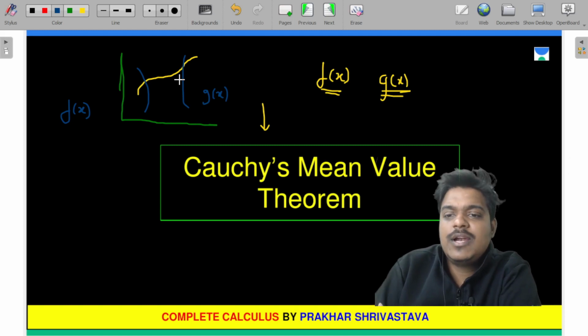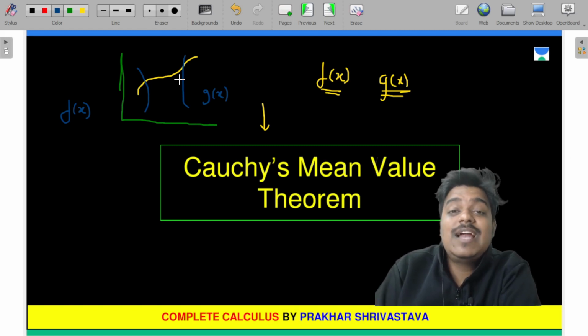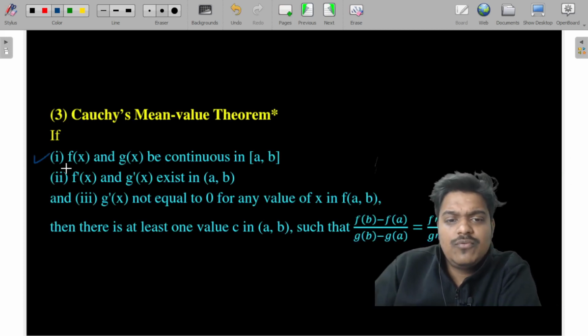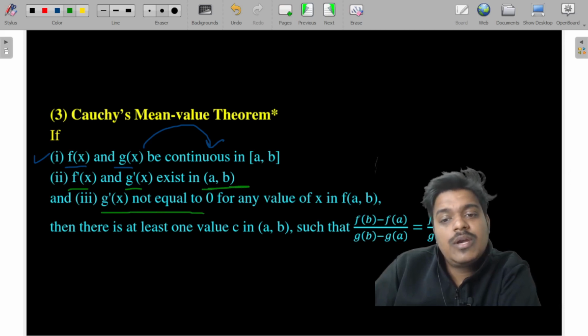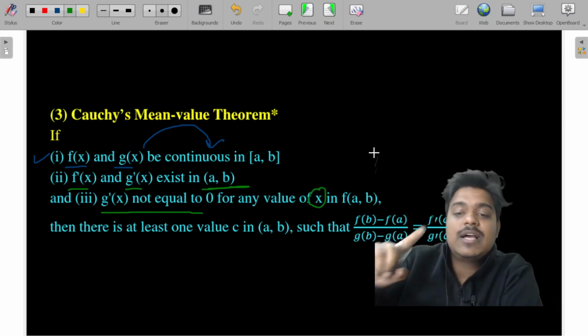We'll solve questions related to Cauchy's mean value theorem. That's not a very big deal. But the very important part is that you should understand the difference between all the mean value theorems. In Cauchy's mean value theorem, you have two functions, f of x and g of x. They both should be continuous in a and b. F dash x and g dash x should exist in a and b, and g dash x is not equal to 0 for any value of x in a and b. That is, it is not cutting the curve.